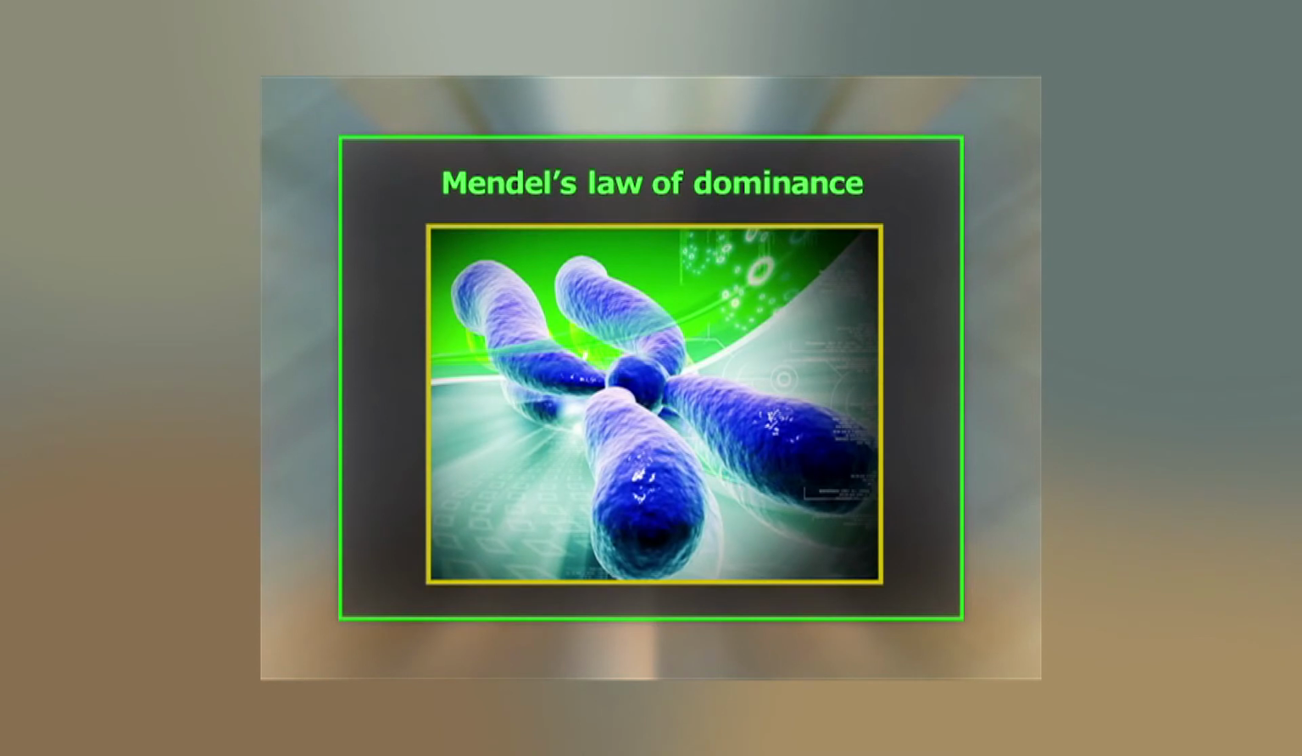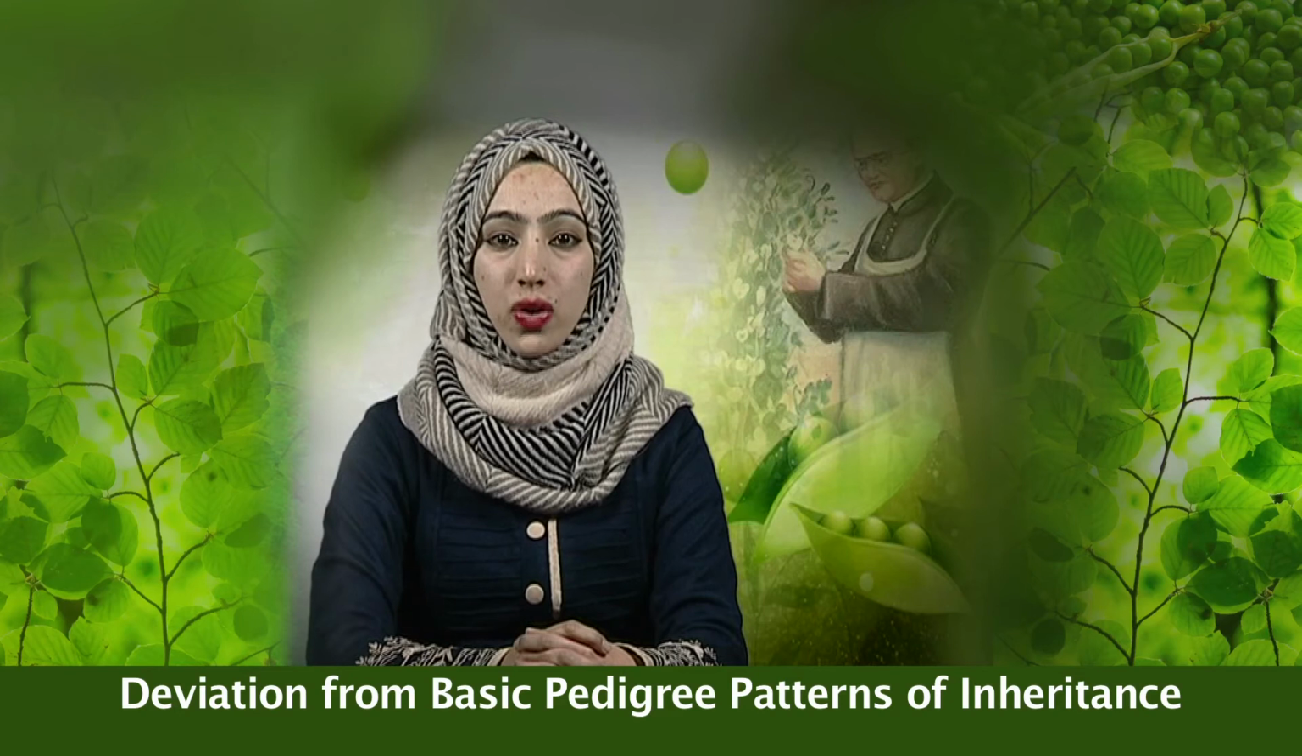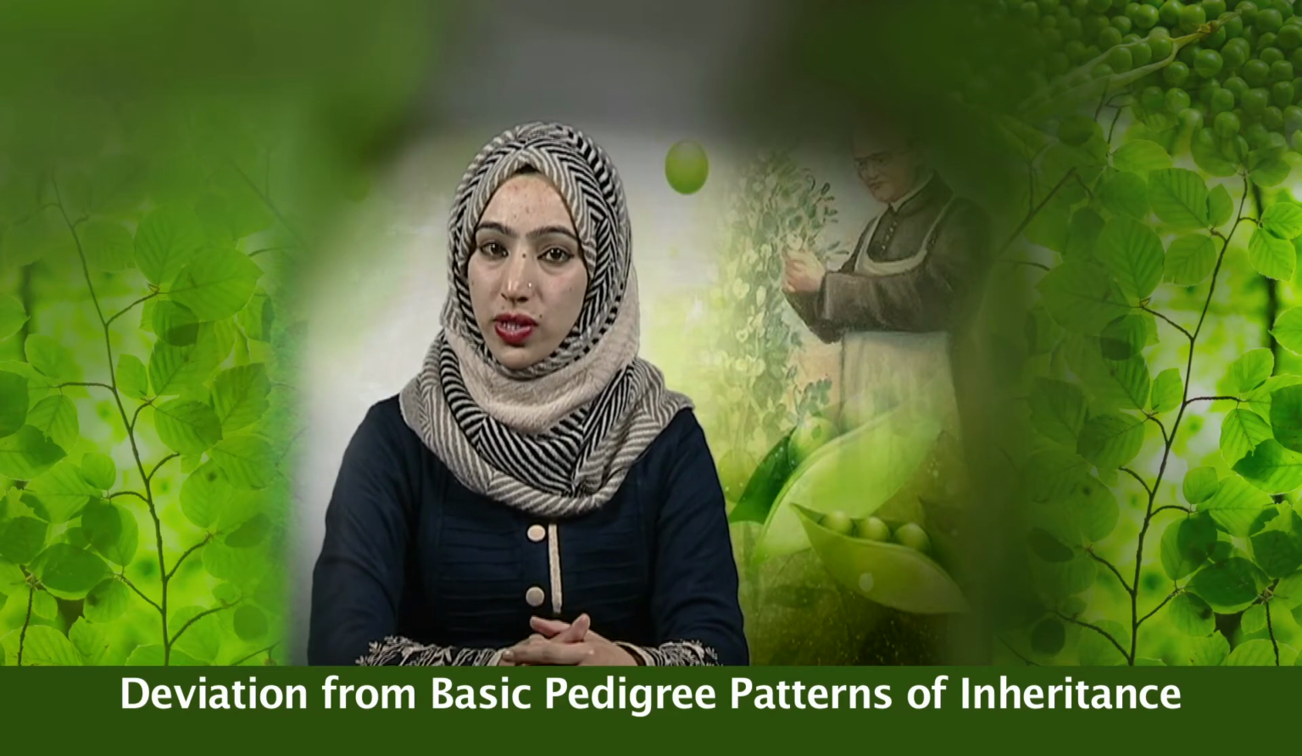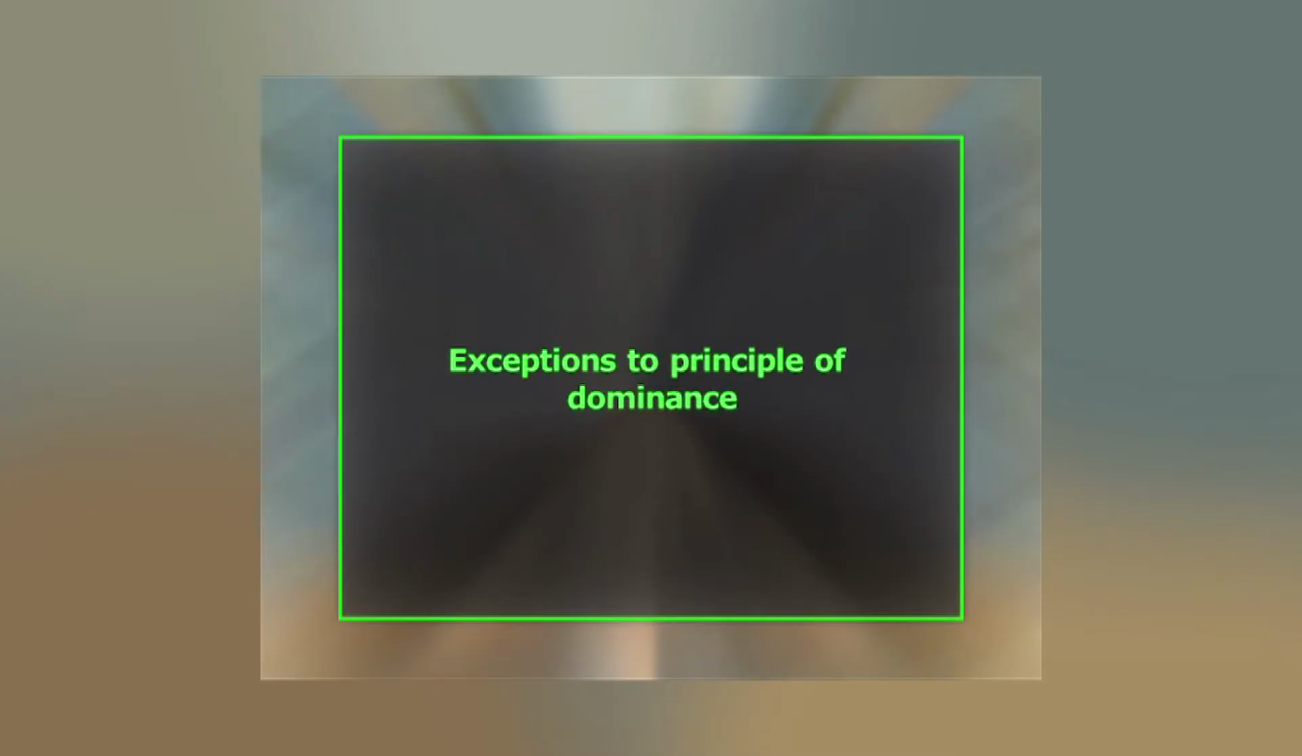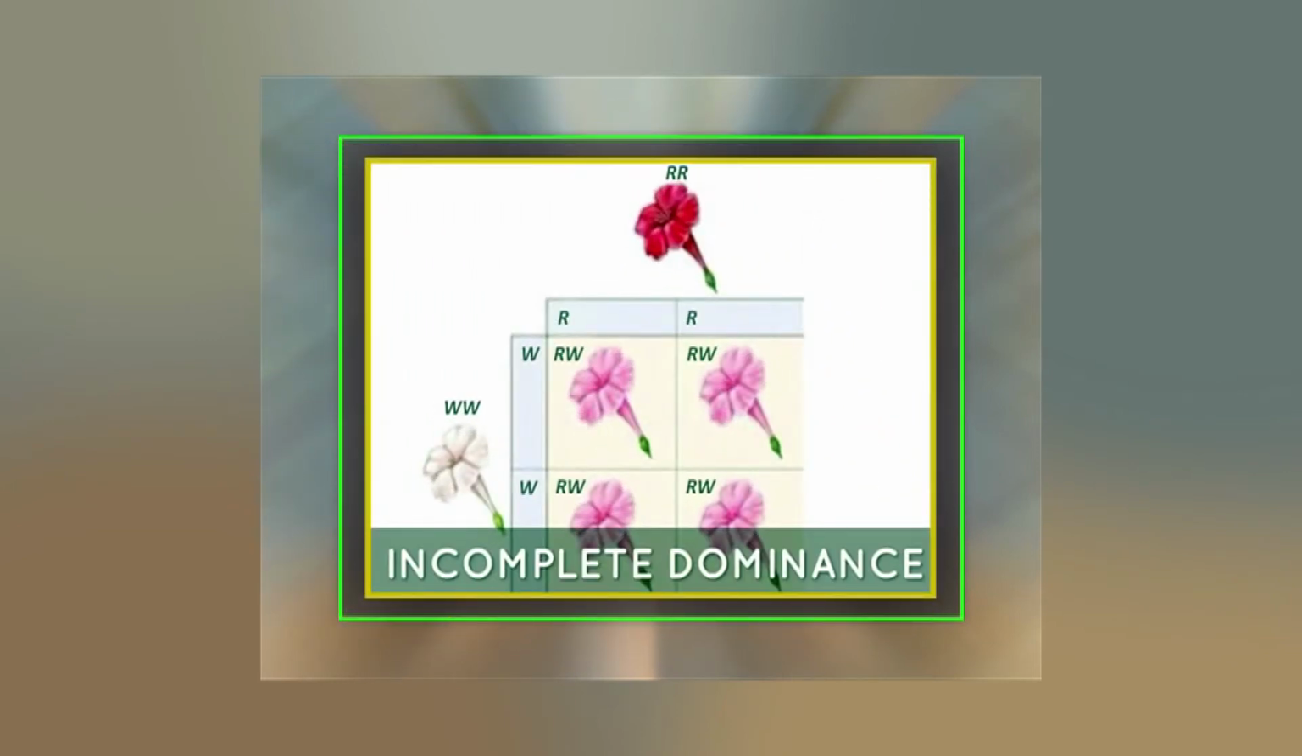According to Mendel's law of dominance, when a pair of alleles or allelomorphs are brought together in F1 hybrid, then only one of them expresses itself, masking the expression of the other completely. Here, under dominance problems, we are supposed to discuss the exceptions to the principle of dominance. The first one is incomplete dominance or partial dominance or mosaic dominance.